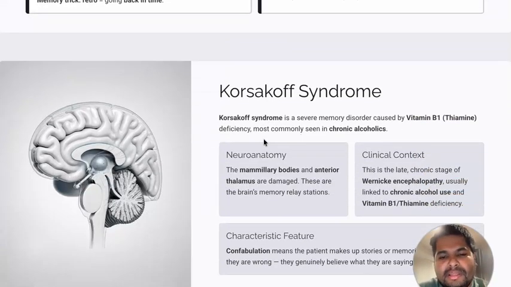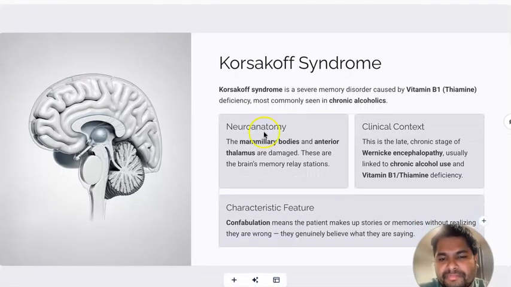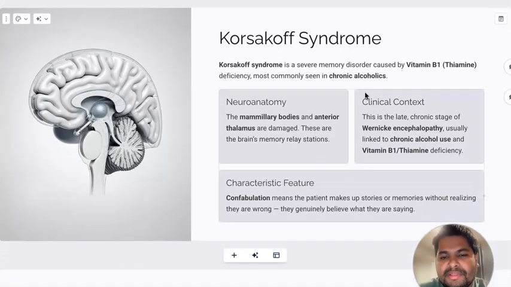Now let's learn about Korsakoff syndrome. This is important. Korsakoff syndrome is a severe mental disorder caused by thiamine, that is vitamin B1, deficiency, most commonly seen in chronic alcoholics. So we know these things.